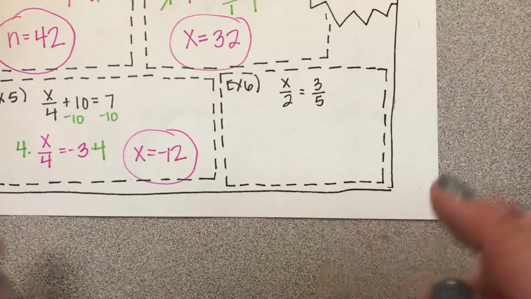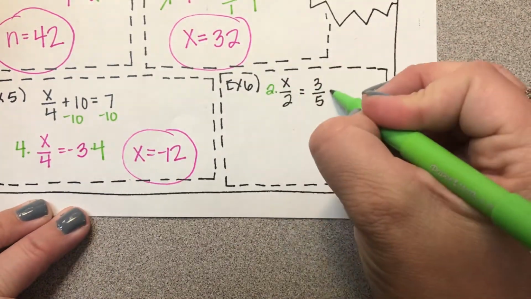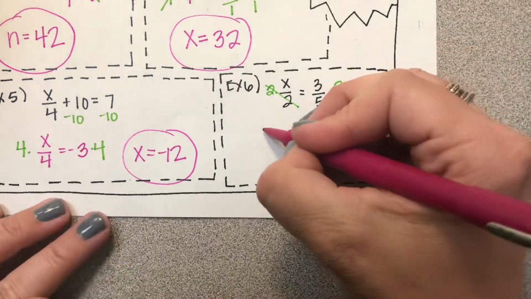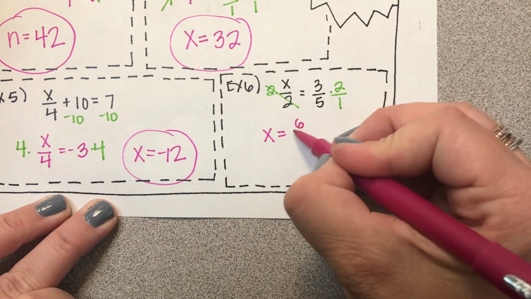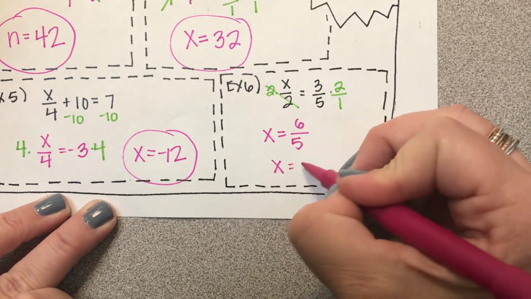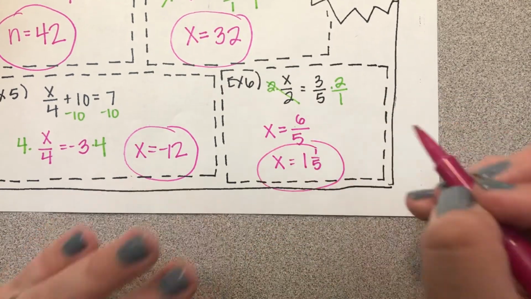And then on number 6, x is being divided by 2. I'm going to multiply both sides by 2. That's saying 2/1. So x equals 3 times 2 is 6 over 5 times 1 is 5. 5 goes into 6 one time with 1 left over. So 1 1/5.